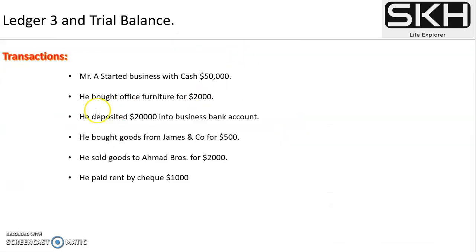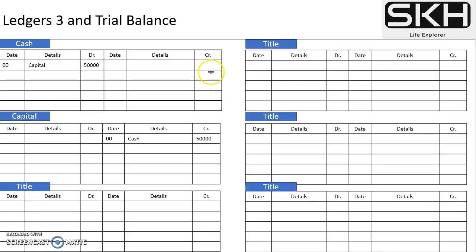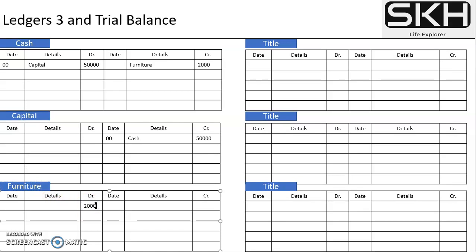Second transaction: he bought office furniture for 2,000. Two accounts are involved, furniture and cash. Cash is going out, so I will record it on the credit side, and the reason is furniture. I will create another account here, which is the furniture account. The furniture account is debited by 2,000, and the reason is cash. You have to practice the same way so you can do things with the same speed I am doing.